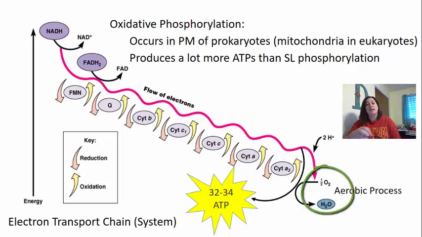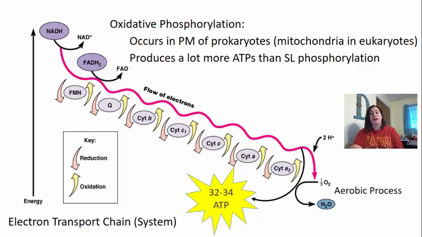If oxygen is the acceptor of the electrons at the very end, this is called aerobic respiration, meaning that oxygen needs to be present. When the oxygen accepts the hydrogens and the electrons, it gets converted into water. So this is just a picture that shows you how the electron transport system works, and this system is found in the plasma membrane in prokaryotes.